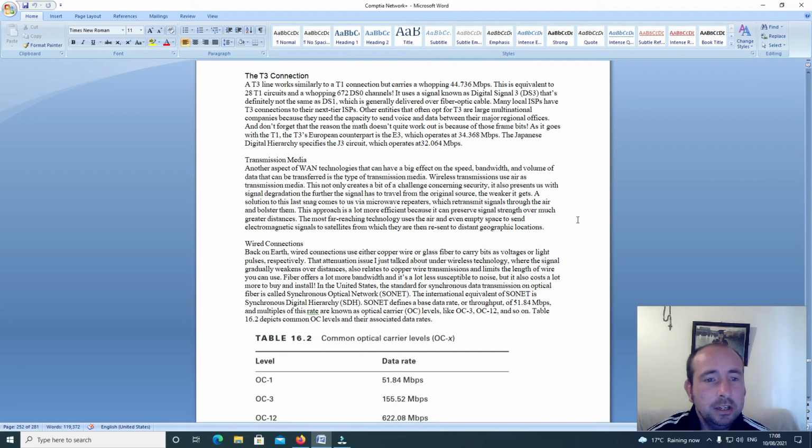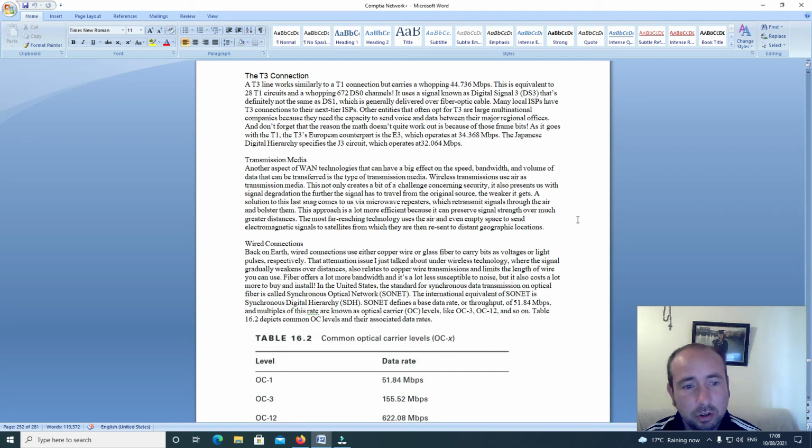The T3 connection. A T3 line works similarly to a T1 connection but carries a whopping 44.736 Mbps. This is equivalent to 28 T1 circuits and a whopping 672 DS0 channels. It uses a signal known as digital signal 3, DS3. That's definitely not the same as DS1, and it is generally delivered over fiber optic cable. Many local ISPs have T3 connections to their next tier ISPs. Other entities that often opt for T3 are large multinational companies because they need the capacity to send voice and data between their major regional offices.